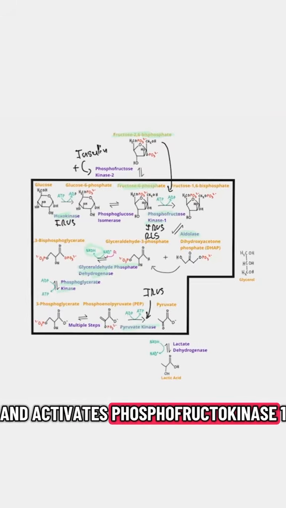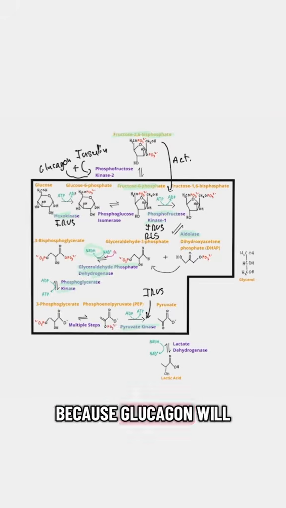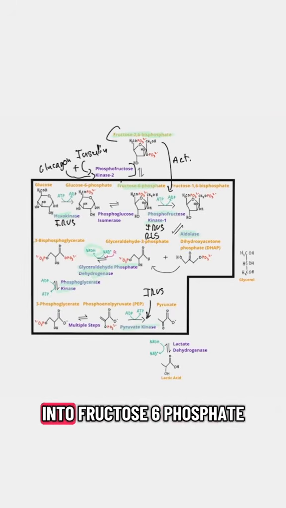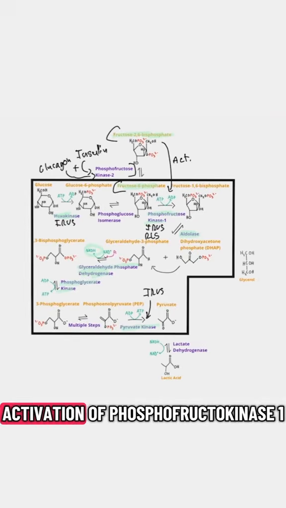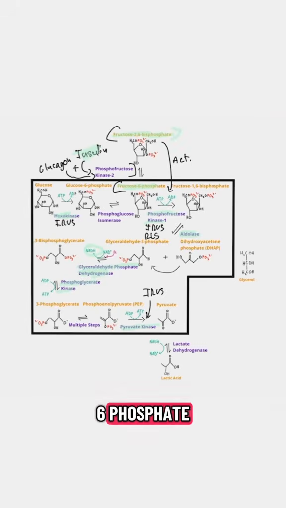activates phosphofructose kinase 1. The opposite's going to happen whenever glucagon is released, because glucagon will make this kinase actually act like a phosphatase, and it's going to do the opposite that the kinase does and remove the same phosphate that kinase was trying to add. That will turn the fructose 2,6-bisphosphate back into fructose 6-phosphate and stop that activation of phosphofructose kinase 1. So insulin indirectly activates glycolysis by creating fructose 2,6-bisphosphate, and glucagon indirectly inactivates glycolysis by getting rid of fructose 2,6-bisphosphate.